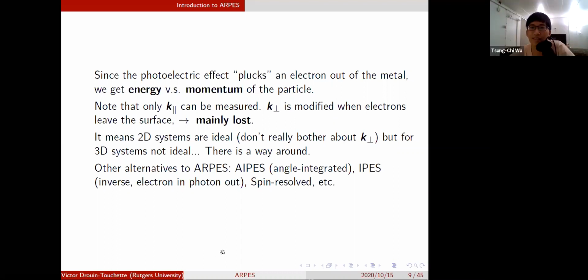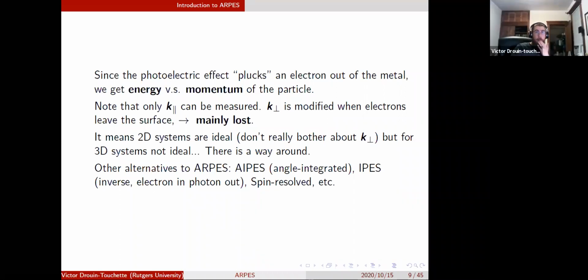Can I ask a question? Yeah, go ahead. So you say this ARPES can give you some many-body effect, right? Yeah, I'll get to that. Oh, okay. Yeah. Good.